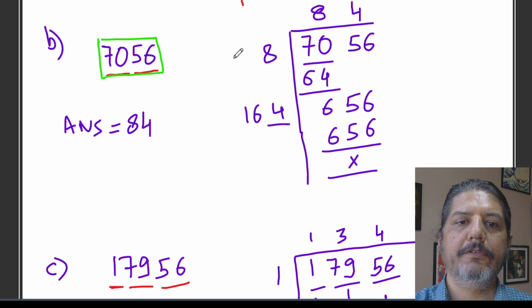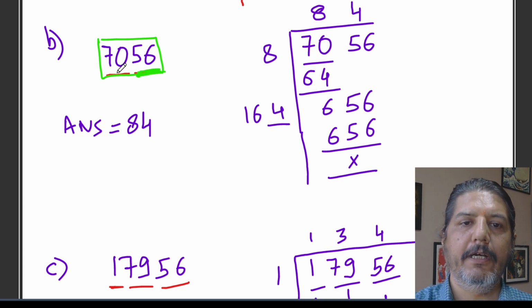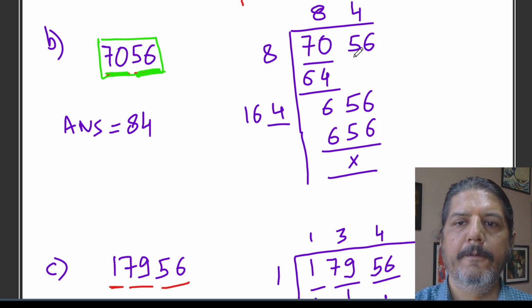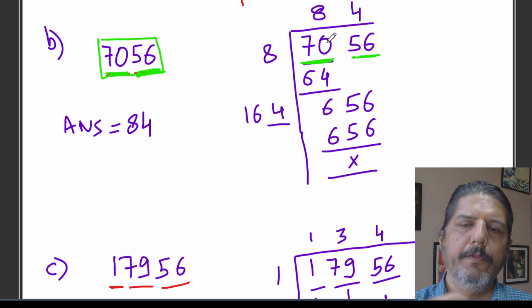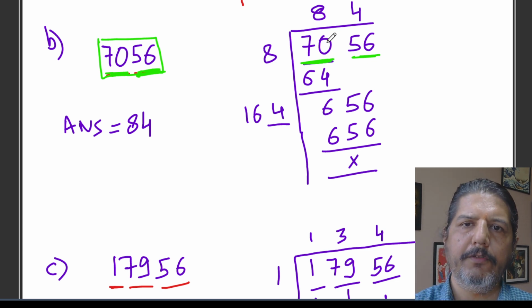So 7056, the first step is to make the pairs. I have made the pairs 70 and 56. Then I just focus on the first pair. So 70 is the number. What is the number whose square is either equal to 70 or less than 70?